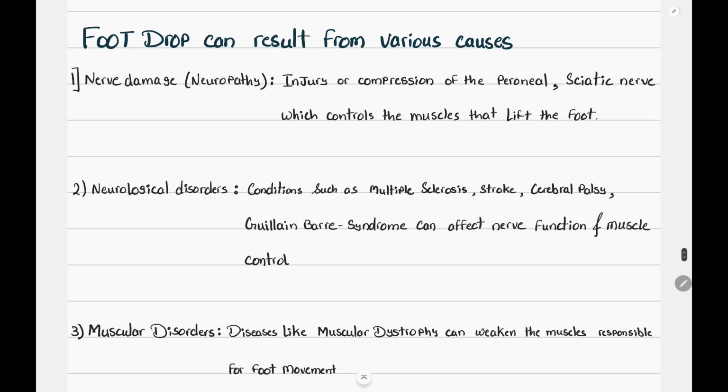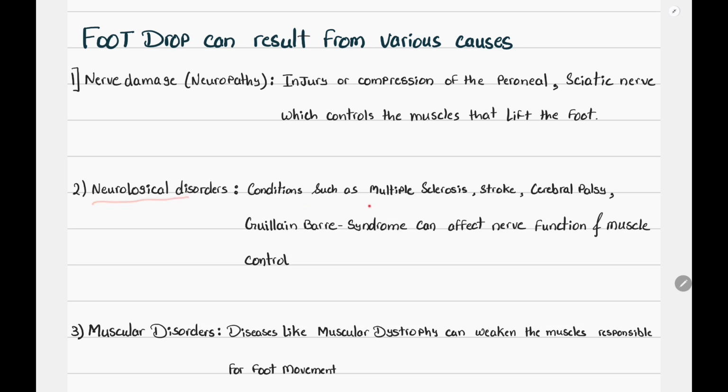So what are the various causes that result in the foot drop condition? First of all, nerve damage: injury or compression of the common peroneal nerve or sciatic nerve. These two are the nerves which mainly supply the muscles responsible for dorsiflexion of the foot. These nerves control the muscle that lifts the foot, so any nerve damage or neuropathy in these two nerves will lead to foot drop.